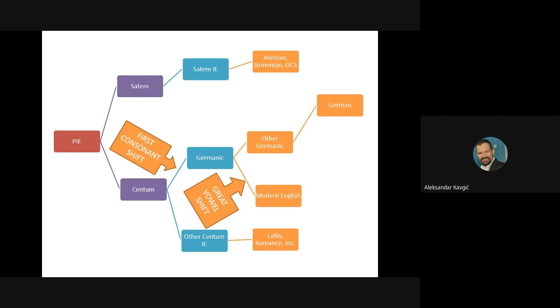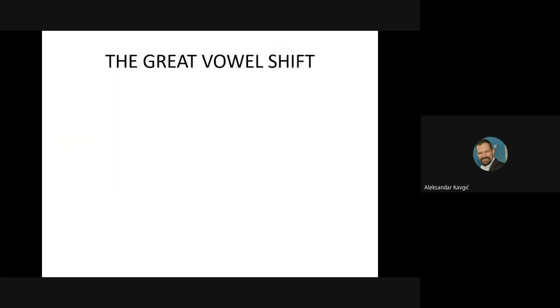So this English that sounded like Icelandic or Norwegian in a way, Old Norse, became "Our Father who art in heaven, hallowed be thy name." This change is the change that was brought about by the Great Vowel Shift. So modern pronunciation of English is the consequence of the Great Vowel Shift. Just like, as you saw in the previous part of the presentation, the second consonant shift was responsible for the present-day German phonology.